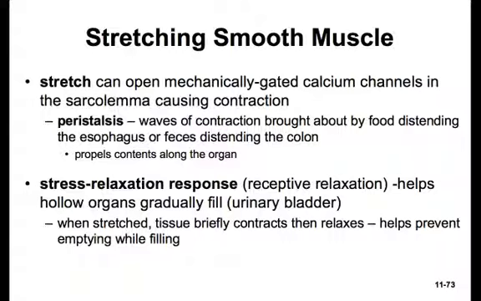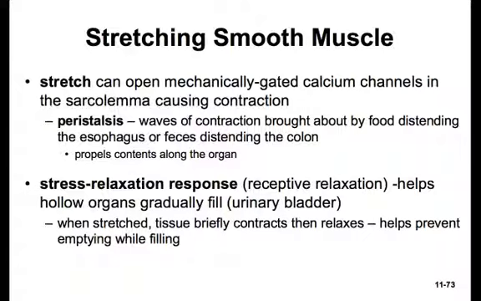The waves of contraction that are brought about by food that distends the esophagus or feces that distend the colon elicit these types of contractions. They're called peristalsis, and they act to propel contents through the organ. When smooth muscle is stretched, it can also exhibit a stress relaxation response. It contracts briefly and resists and then relaxes.